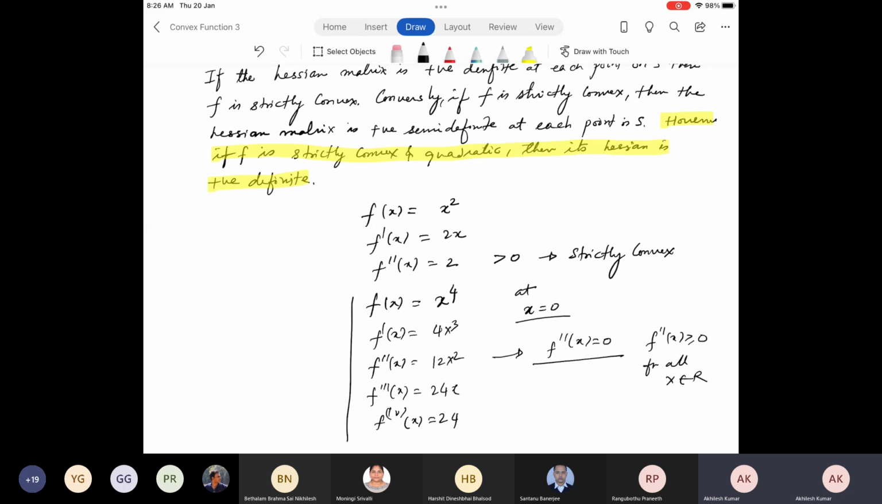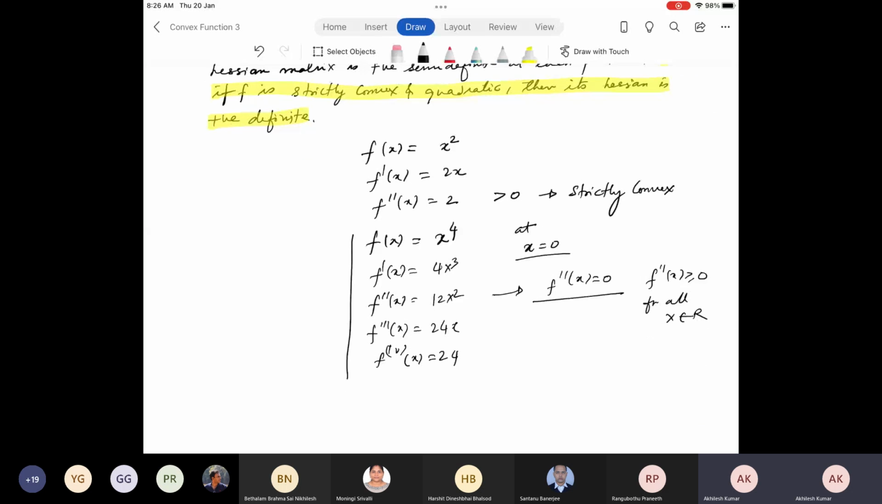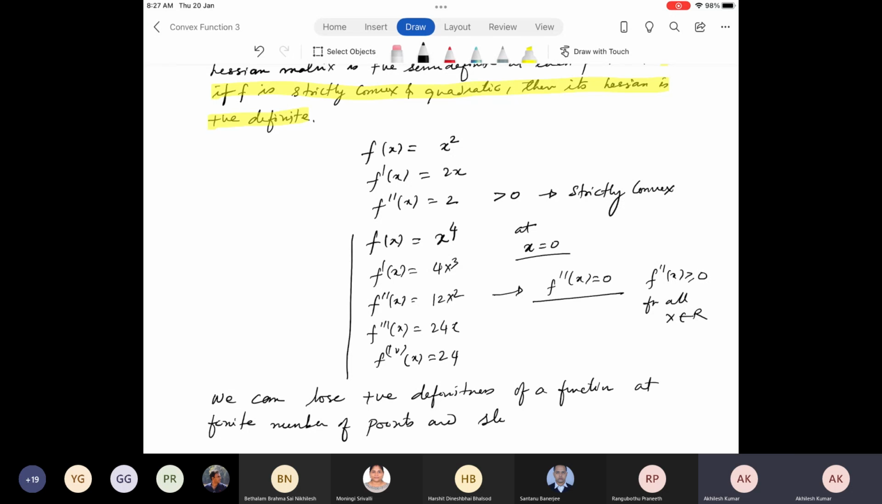Now, the interesting thing here is that I will discuss the next theorem based on this. We can lose positive definiteness of a function at a finite number of points and still be able to claim it as strictly convex.